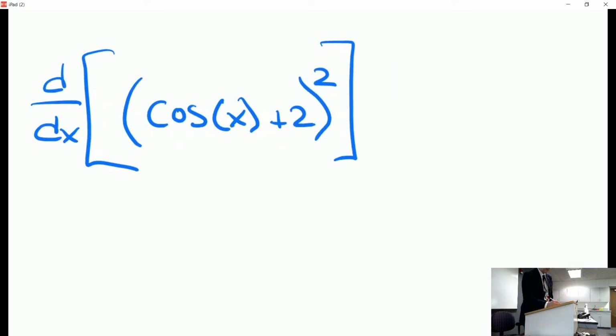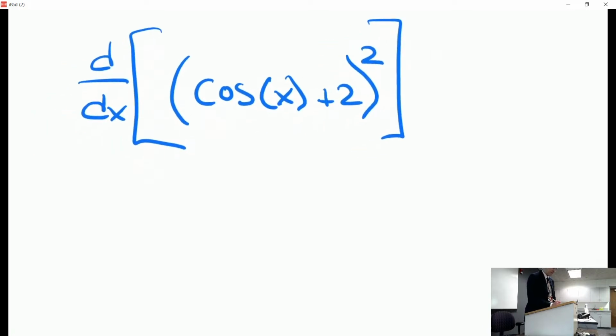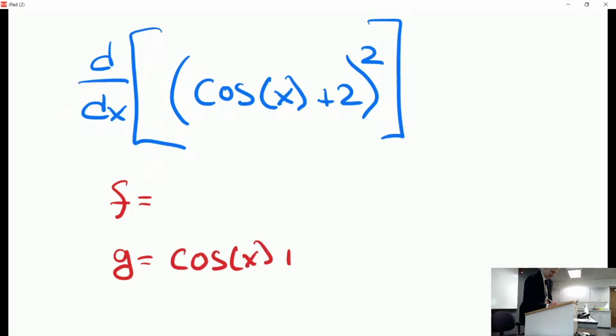First things first, we're going to identify f and g. Remember, f is the outside function and g is the inside function. Bryce, you know what f is, don't you? You know what g is, don't you? Oh, just what's right there. I'm sorry. G is just cosine of x plus 2, right? That's right.